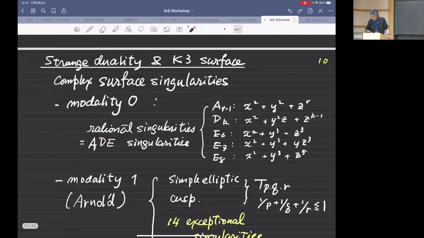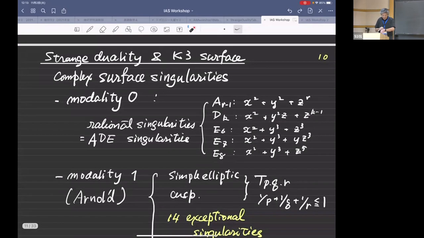And then, in order to explain the meaning of this construction, let me remind you of the strange duality and the relation to the K3 surface, which was established by Pinkham. I said I don't talk about the rational singularities, but they belong to this picture from the point of view of the deformation of the singularities.